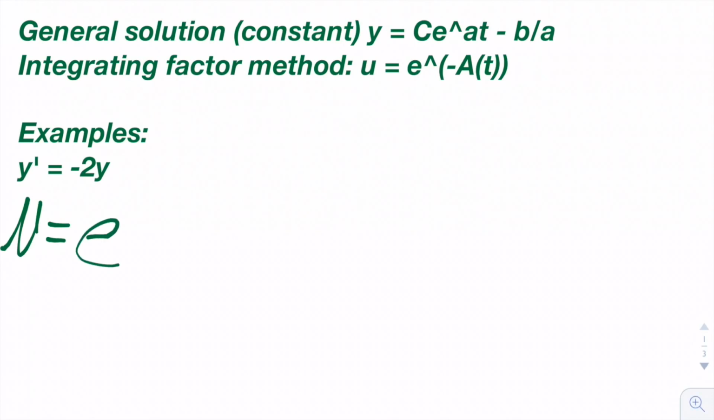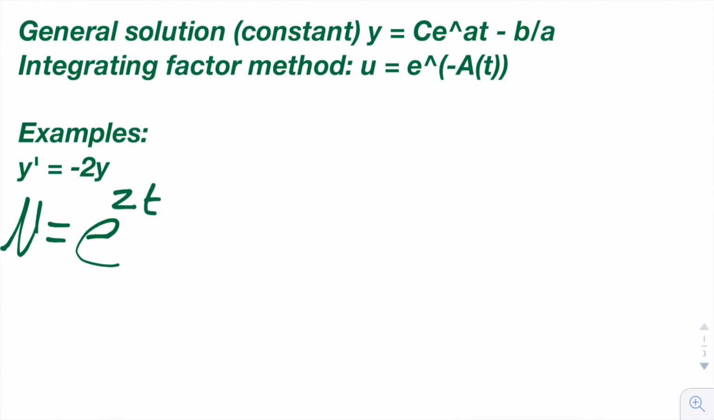It's going to be equal to e to the negative A of t. Capital A of t is the integral of little a of t. And in this case, little a of t is negative 2. So the integral of negative 2 is negative 2t, and then we want to have the negative of that, so it's going to be positive 2t.